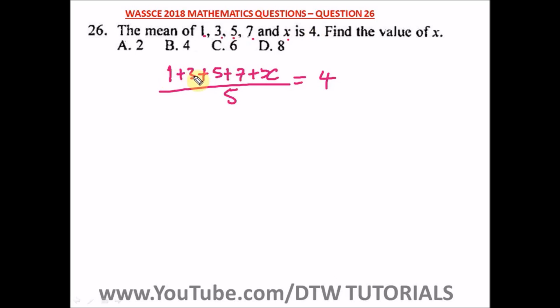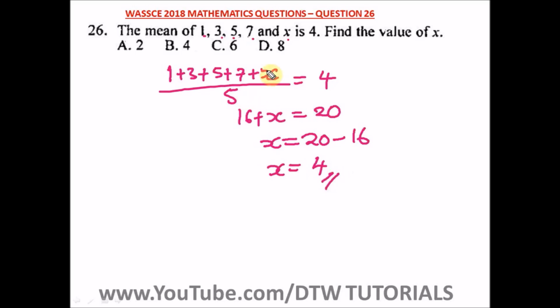So let's add this up. We have here 1 plus 3, that will give us 4. 4 plus 5, that's 9. And 9 plus 7 will give us 16 plus x. Cross multiply. 5 times 4 will give us 20. So for x, take 16 to this side. We have x is equal to 20 minus 16, and x is equal to 4. So the value of x is 4, and our right option here is option B.